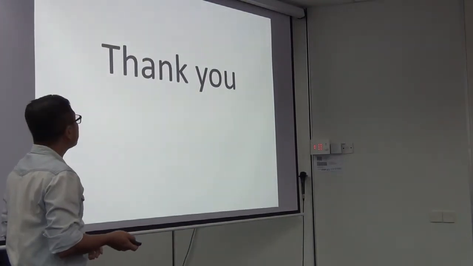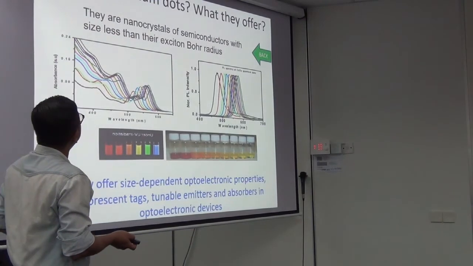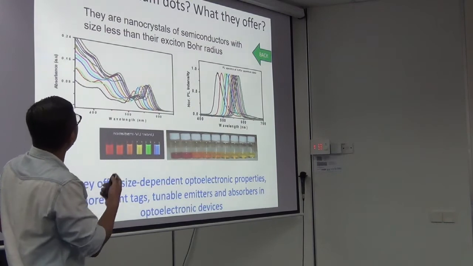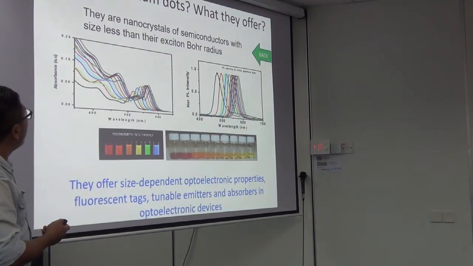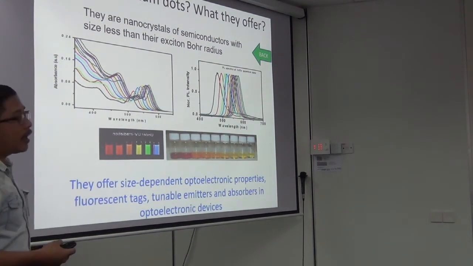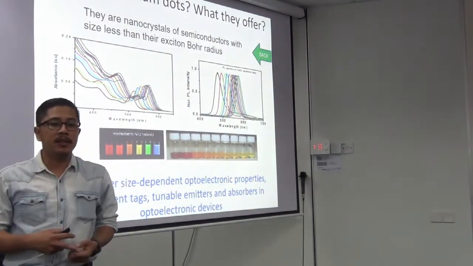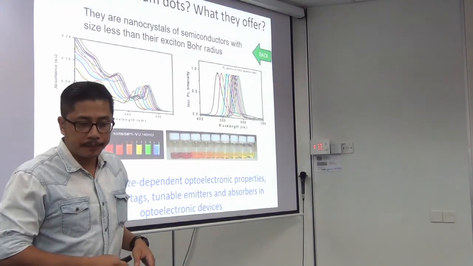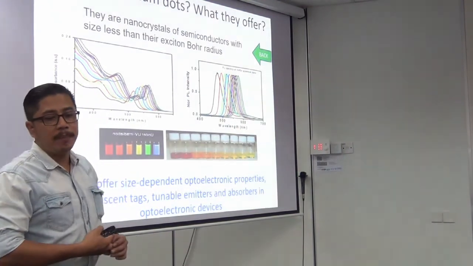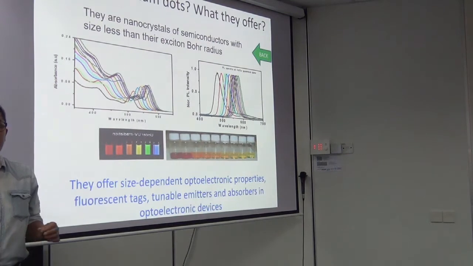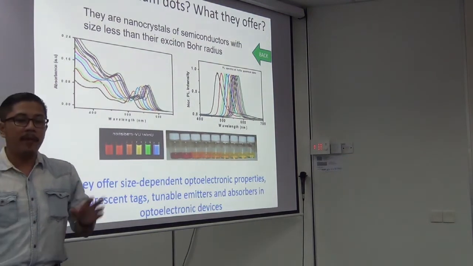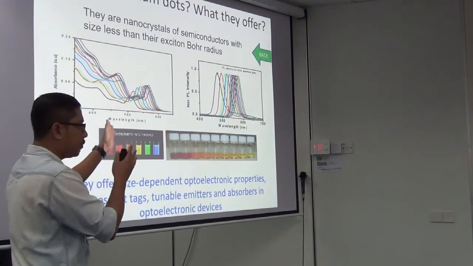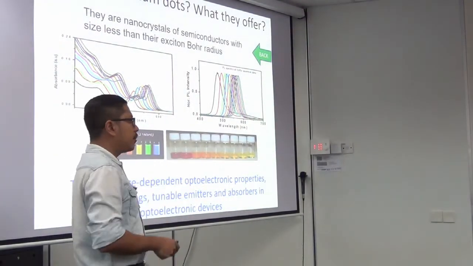That is all for quantum dot solar cells. These are additional. What are quantum dots? What could they offer? Quantum dots are nanocrystals of semiconductors with size less than the exciton Bohr radius. Everybody knows about this. They offer size-dependent optoelectronic properties, tunable emitters and absorbers in optoelectronic devices, which is not related to us. We are looking at quantum dots from the angle of photovoltaics.